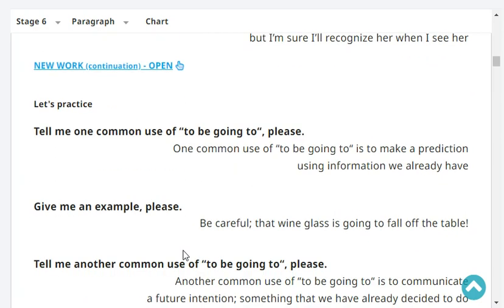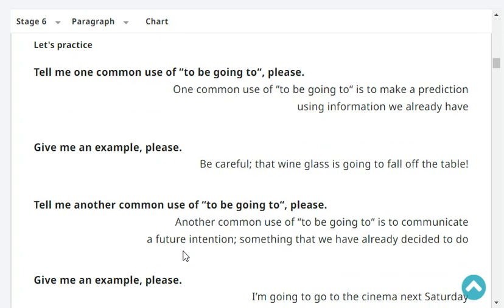Tell me one common use of to be going to, please. One common use of to be going to is to make a prediction using information we already have. Give me an example, please. Be careful. That wine glass is going to fall off the table. Very good.